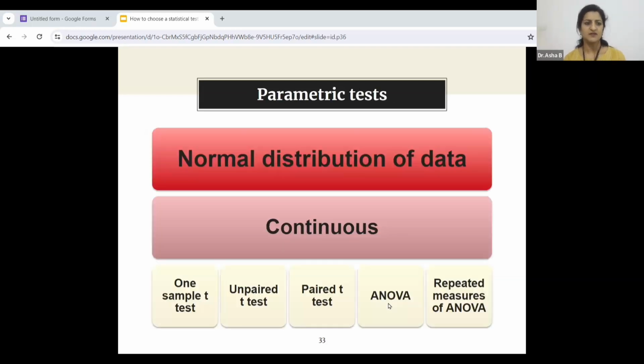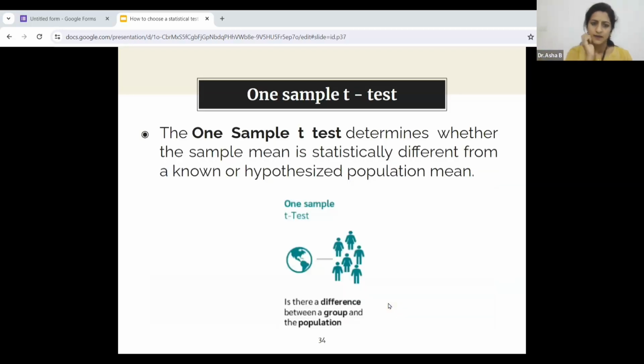So under parametric tests, the important points are normal distribution and that the data has to be continuous in nature. I'll be discussing five important parametric tests: one sample t-test, unpaired t-test, paired t-test, ANOVA, and repeated measures ANOVA. Let's move to the first test, one sample t-test.